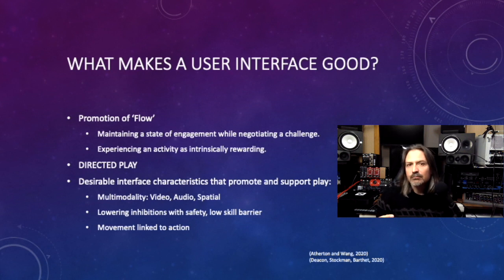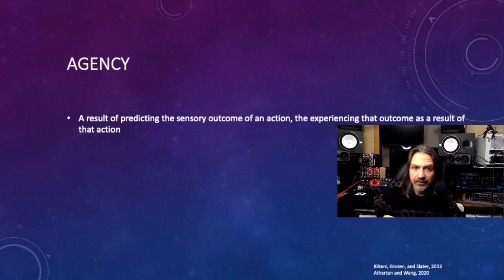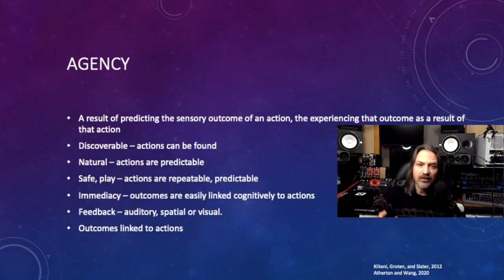That's all good, but we need to get work done. So let's talk about agency. A system that allows the user to predict the sensory outcome of an action, then experience that outcome as a result of their own actions, gives the user a feeling of agency. User-controlled tools that represent a user spatially, such as the Vive controllers, are such a system.